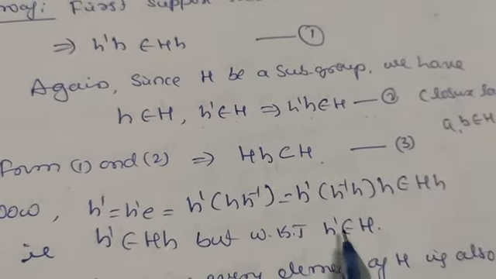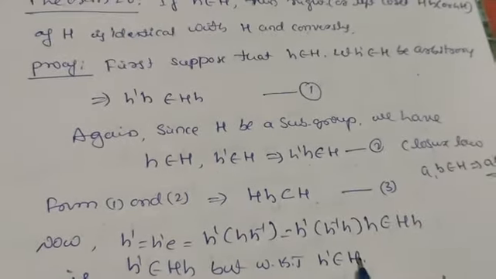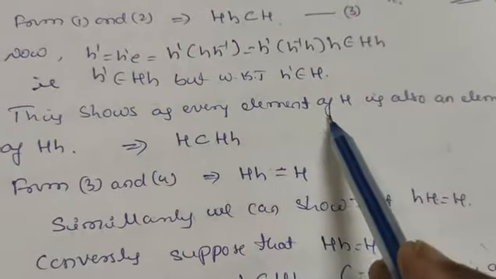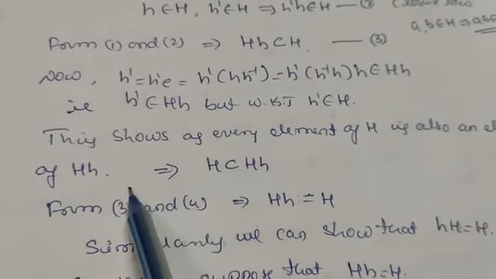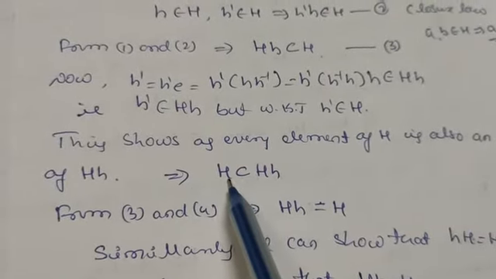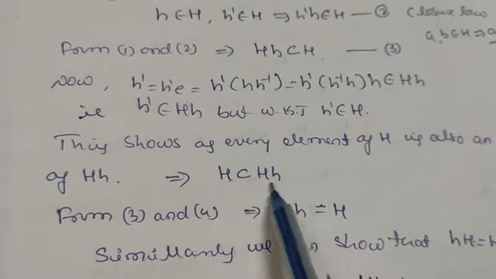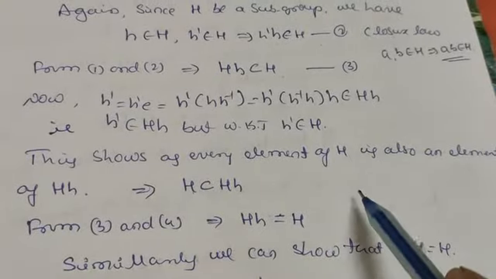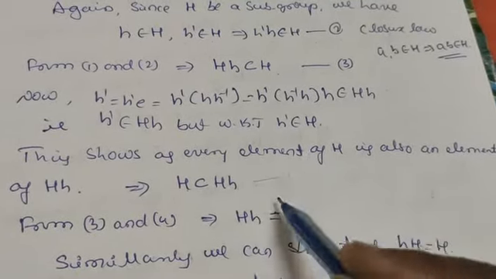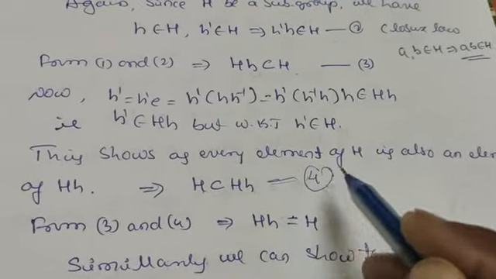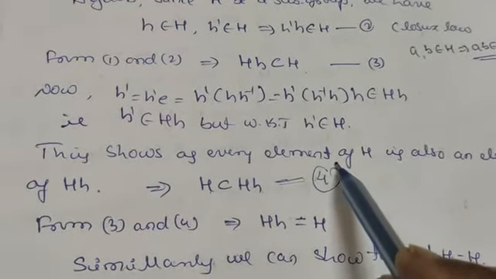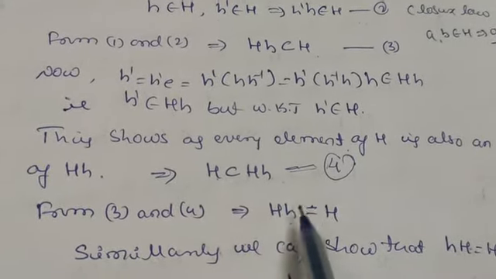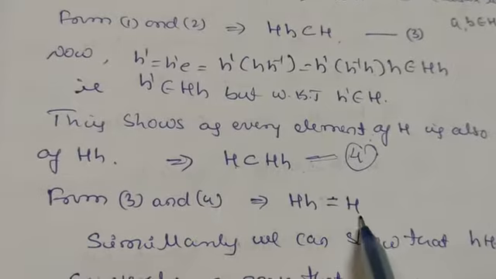But we know that h' belongs to H, it is given. So this shows that every element of H is also an element of H into h. This implies H is a subset of H into h. Take this one as equation number 4. So from the 3rd and 4th, H into h is contained in capital H and H is contained in H into h. So from these two we can say that they are equal. H into h is equal to H.